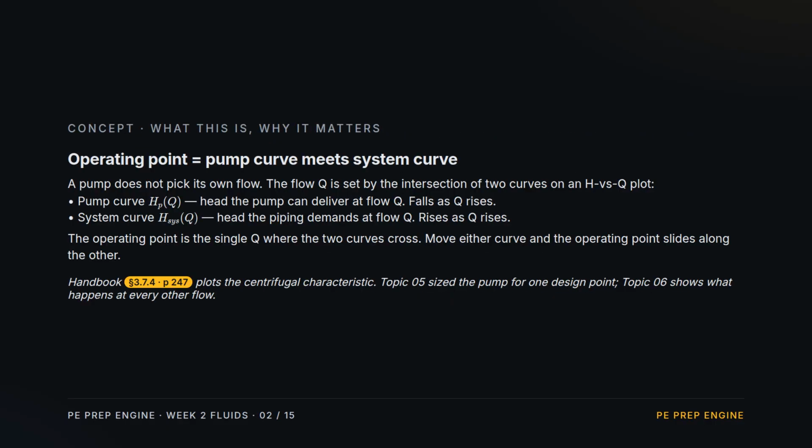Topic 05 sized a pump for one design flow. Topic 06 zooms out. A pump doesn't pick its own flow. It's set by where the pump's head versus flow curve meets the system's. The pump curve falls as flow rises. The system curve rises. They cross once, the operating point, which governs everything from efficiency to motor sizing.